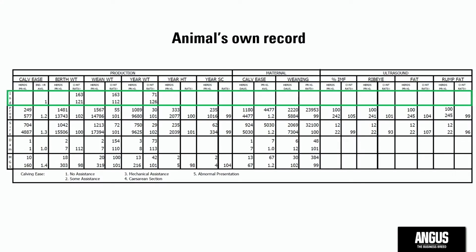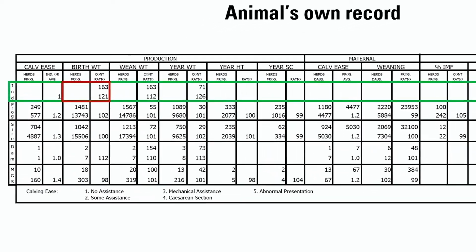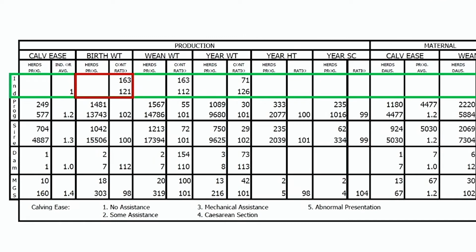So for each animal, it includes their own record. For this particular animal for birth weight, we can see that in its contemporary group at birth, it had 163 contemporaries, and this particular animal ratioed 121 for birth, or 21% above the average of its birth contemporary group.